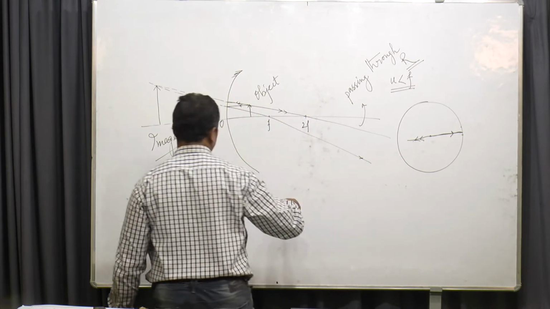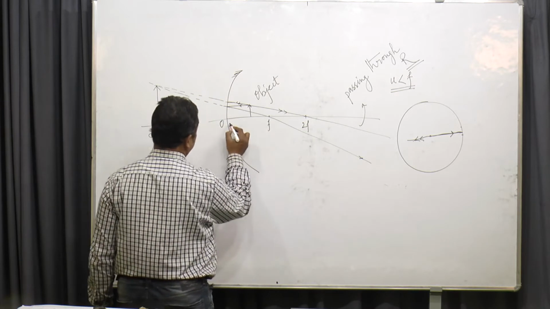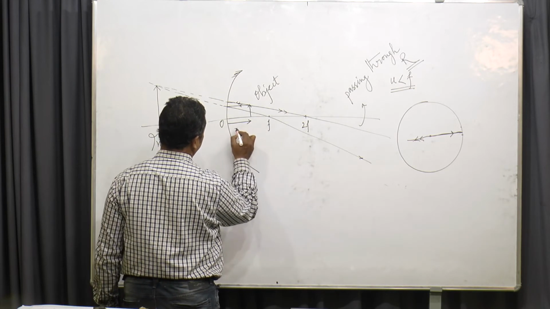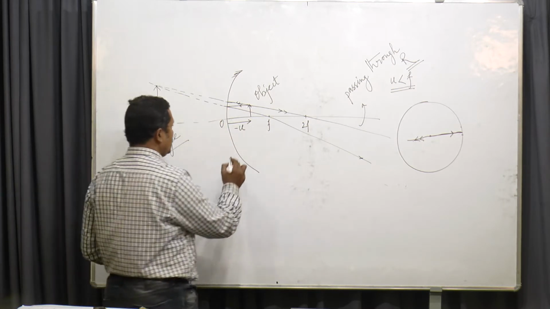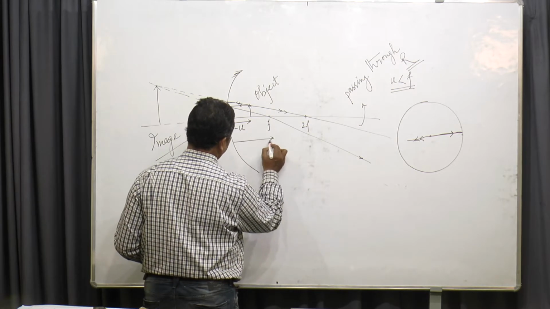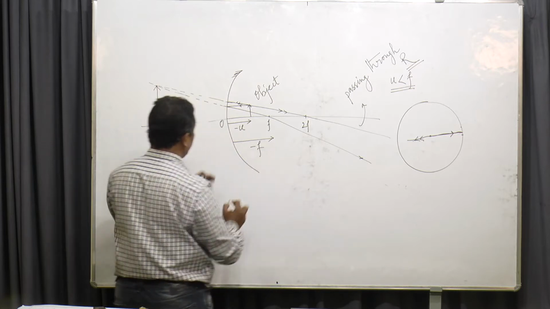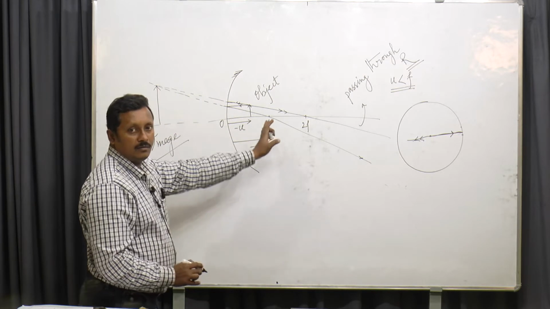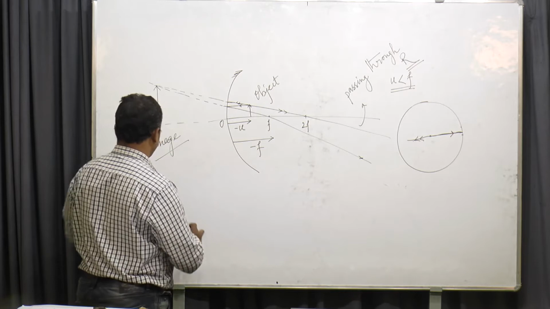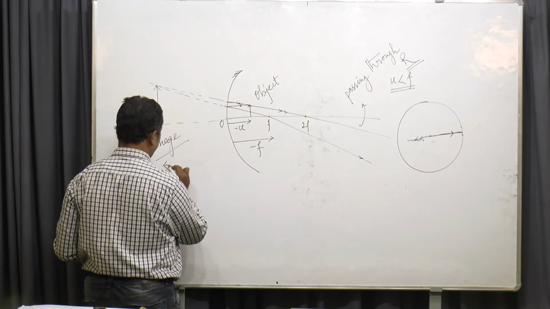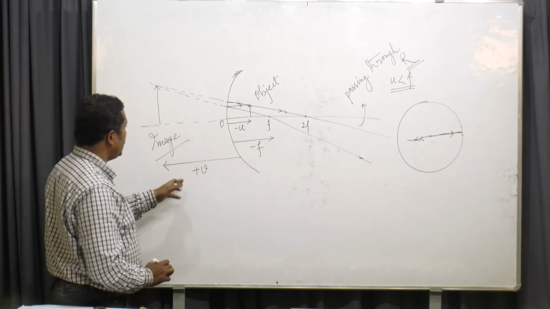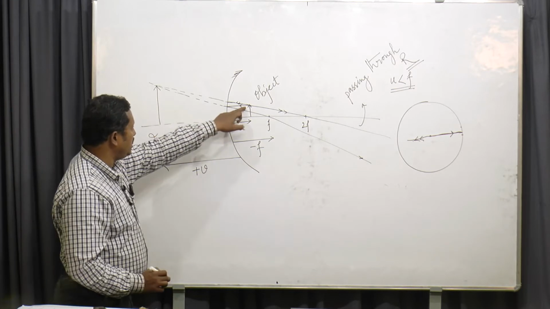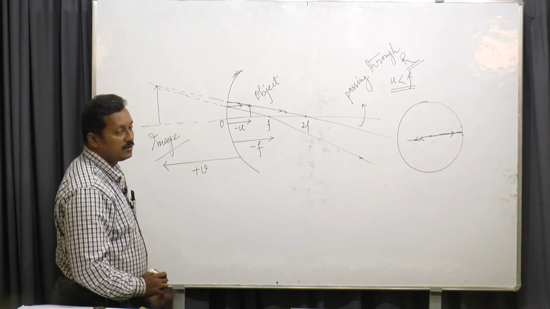Now you see the sign convention. If I apply, this is U, it will be negative because I am going against the incident ray. The focus F is negative because I am again going against the incident ray. But the image distance, which is V, this will be positive. Why? Because I am coming in favor of that incident ray.